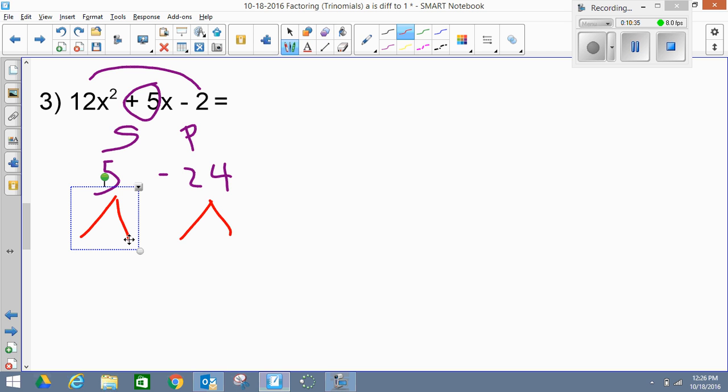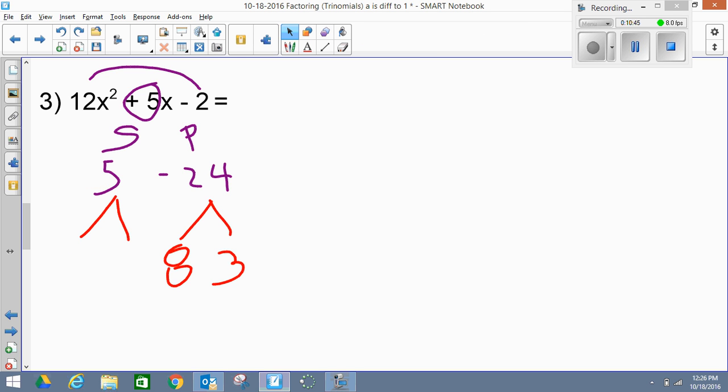My answer, 8 times 3. Because one of them has to be negative, I check to see which one is negative. You see that the sum is a positive 5. That means my bigger number is positive and my smaller number is negative. So my numbers are positive 8 times negative 3. Okay, so I'm going to rewrite that.